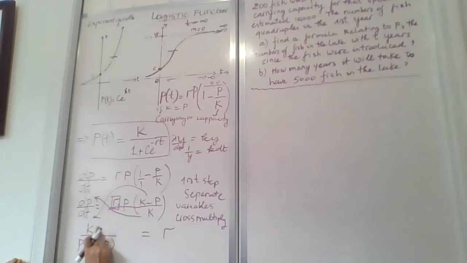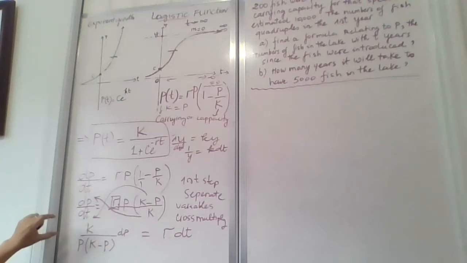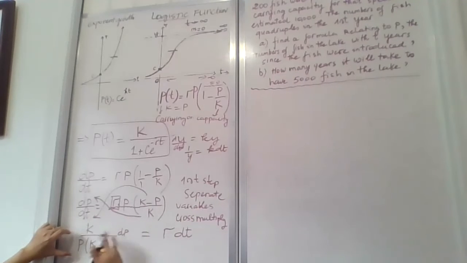Okay, and I'm going to put the dp in the middle as well, like that. That's okay as well, right? And the dt down here, I'm going to kick up here as well, so r times dt. So that's how I separate variables and cross multiply at the same time. Okay.